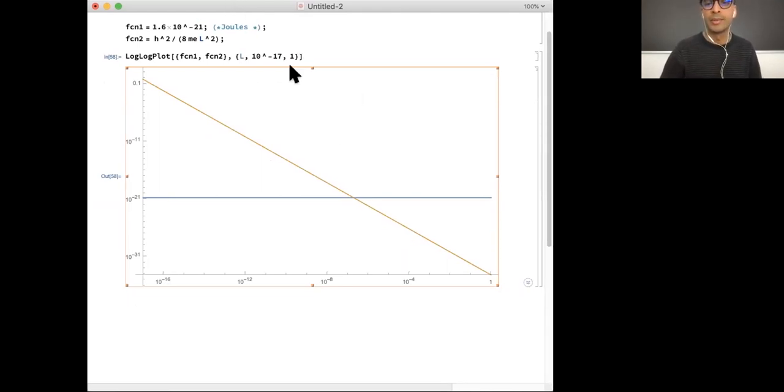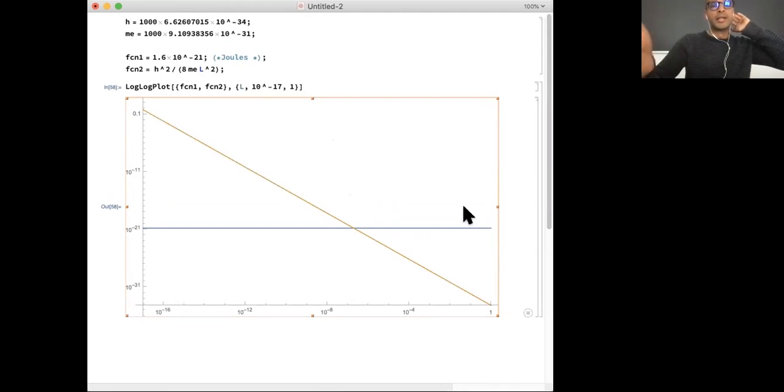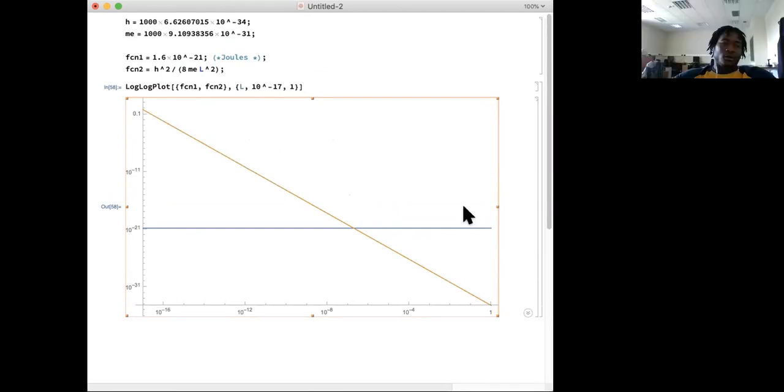So was everyone able to? Sorry, Ali, why do you multiply by 1,000? Because the units of h are in kilograms, so I'm converting into grams. Ah, okay, okay. Yeah.